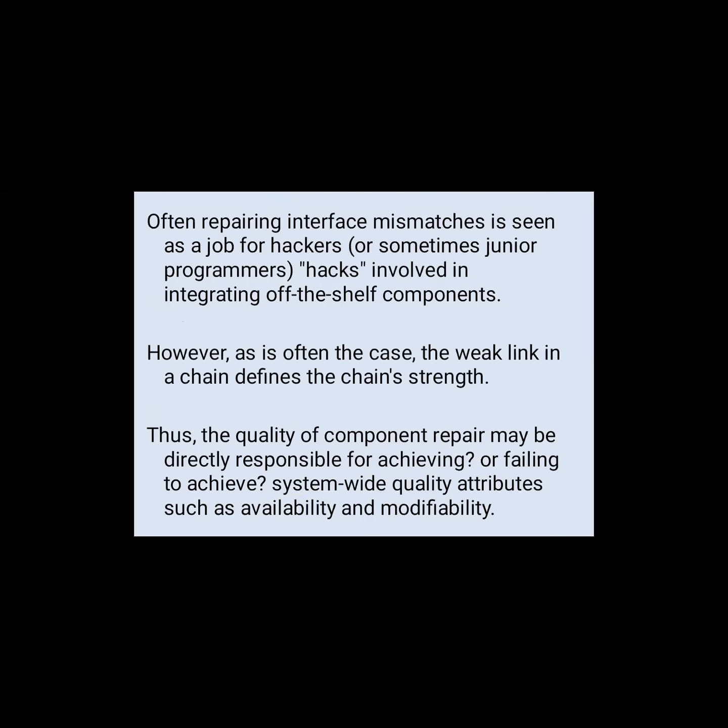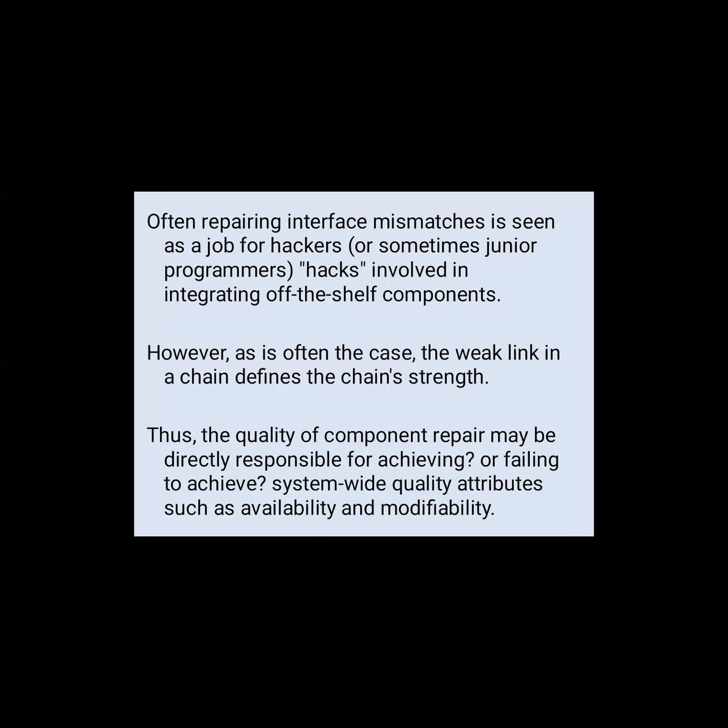Here, we are building the systems from off-the-shelf components. So these components are used for reducing the chance of errors happening and to be able to recover from the errors. At the same time, we are providing some integration between the different types of modules in a software architecture. However, as is often the case, the weak link in a chain defines the chain's strength. So here we are identifying the chain strength. Thus, the quality of the component repair may be directly responsible for achieving or failing to achieve system-wide quality attributes such as availability, modifiability, security, performance, and throughput. So all these are quality attributes.